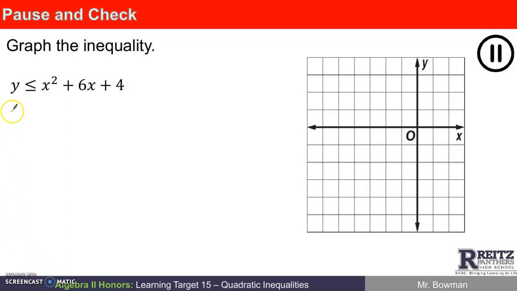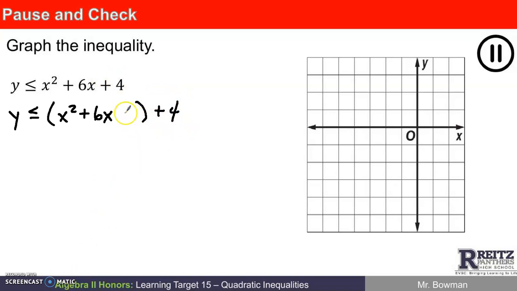I would strongly recommend you complete the square to graph this. So let me write it like this. y is less than or equal to x squared plus 6x. I'll leave some room to actually complete the square. And then my plus 4 belongs here. It's going to be part of the y value of the vertex.